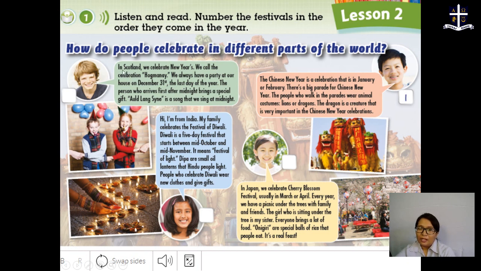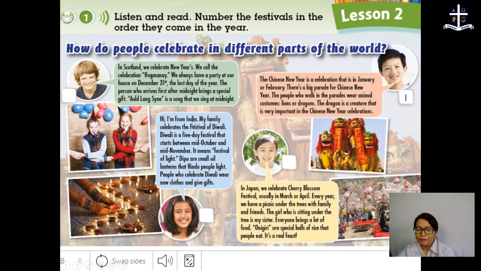In Scotland we celebrate New Year's. We call the celebration Hogmanay. We always have a party at our house on December 31st, the last day of the year. The person who arrives first after midnight brings a special gift. Auld Lang Syne is a song that we sing at midnight. The Chinese New Year is a celebration that is in January or February. There is a big parade for Chinese New Year. The people who walk in the parade wear animal costumes, lions or dragons. The dragon is a creature that is very important in the Chinese New Year celebration.